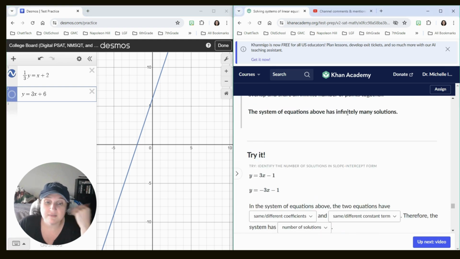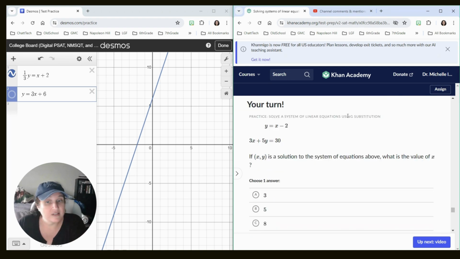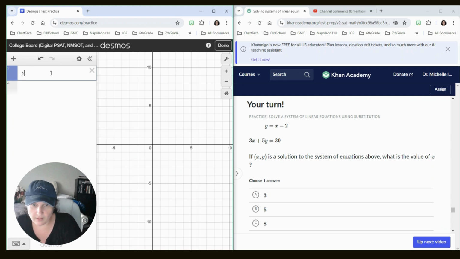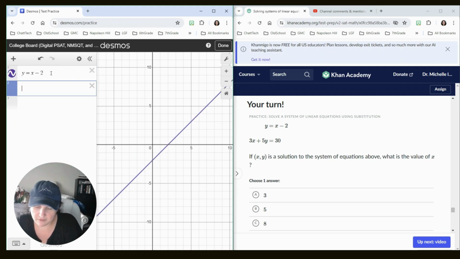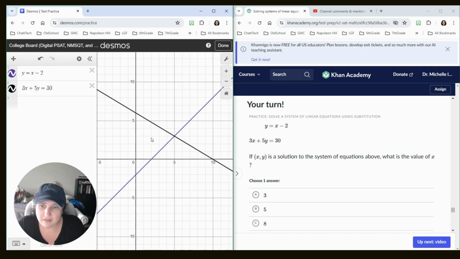Infinite many solutions. Done. Okay, let's look at this one. What is the value of x if xy is a solution? So basically, we're going to type this in. Here's our first equation. You don't have to worry about multiplying by -3 and doing elimination or putting in the y and doing distribution. Type it into Desmos. Here's my point. What's my x value? 5.